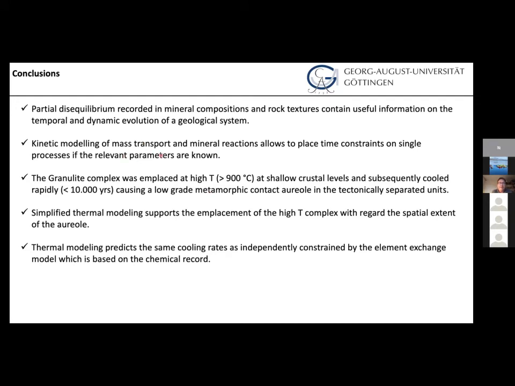The critical part is that we need to know the diffusive parameters. So we need to know which mineral is talking to which, in order to constrain the diffusive fluxes, because only if we can constrain the diffusive fluxes, we can get reasonable timescales out of this. So for the friends of the Variscan, the granulite complex was in place quite quickly and at high temperatures, and produced a very nice contact aureole. And so these are basically the potentials of diffusion modeling in metamorphic systems. And I hope you enjoyed the talk, and I'm happy to answer any questions you may have.